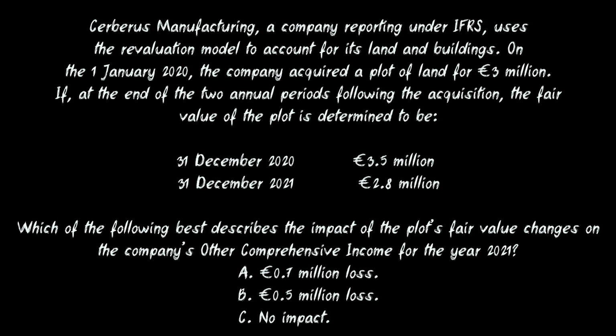If, at the end of the 2 annual periods following the acquisition, the fair value of the plot is determined to be, on the 31st of December 2020, €3.5 million, and on the 31st of December 2021, €2.8 million, which of the following best describes the impact of the plot's fair value changes on the company's other comprehensive income for the year 2021? And we've got A, 0.7 million loss, B, 0.5 million loss, or C, no impact.